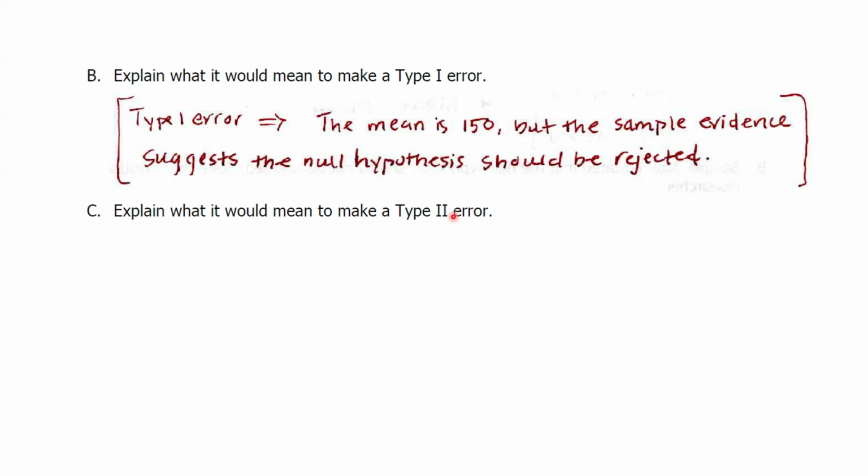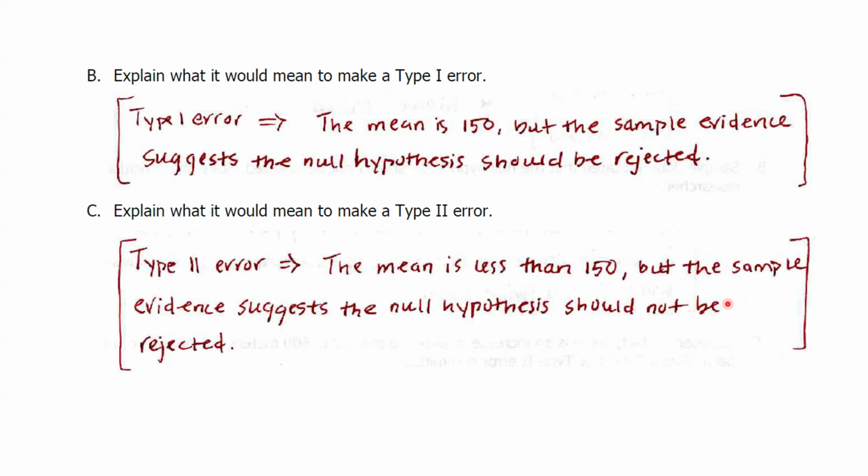Now, the type 2 error. For type 2 error, the mean is less than 150, but the sample evidence suggests that the null hypothesis should not be rejected. So in translation, the mean really is less than 150, but our sample didn't give us strong evidence to detect this, so we missed it.